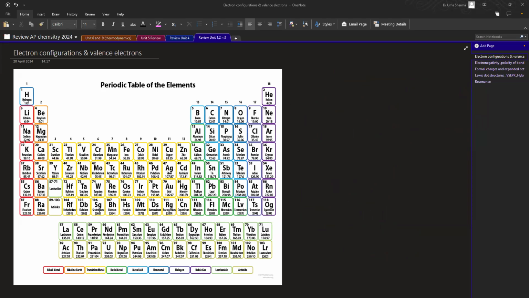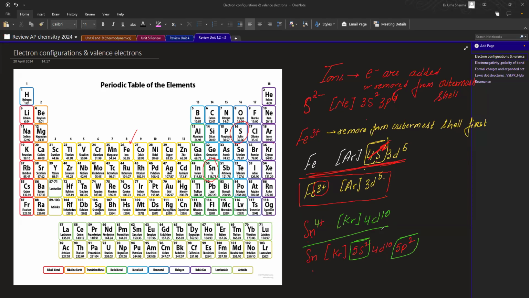Okay, Ritika is asking a question. Tin exists in two oxidation states, Ritika, as tin 2 plus and as tin 4 plus. Ritika, can you give me tin 2 plus? Then in that case, from where are you going to remove electrons? 5s or 5p? Okay, Isabella is asking a good question. So you are going to remove from here. Why is it going to exist as tin 4 plus?